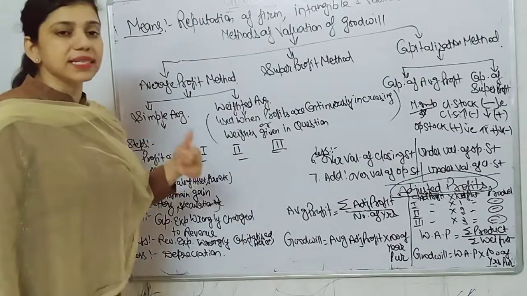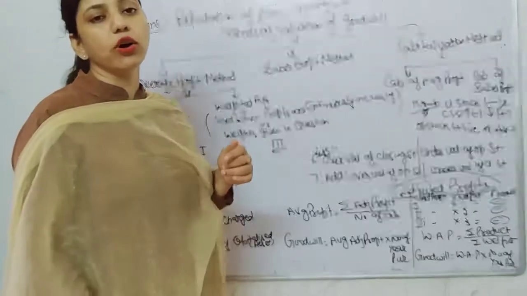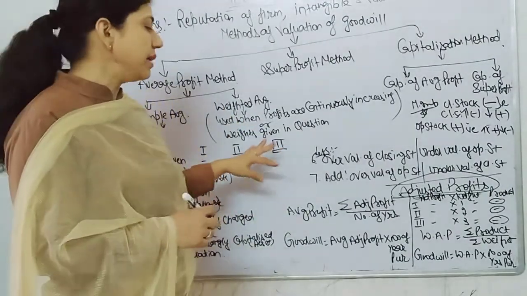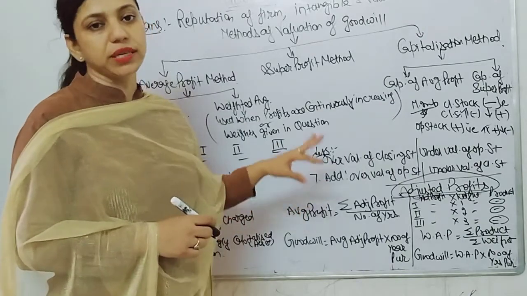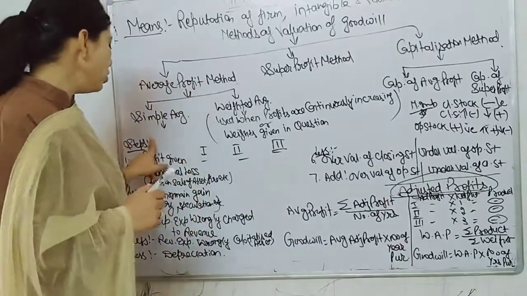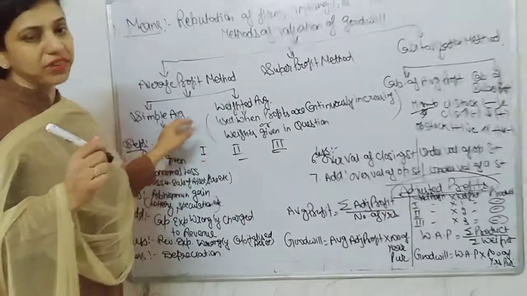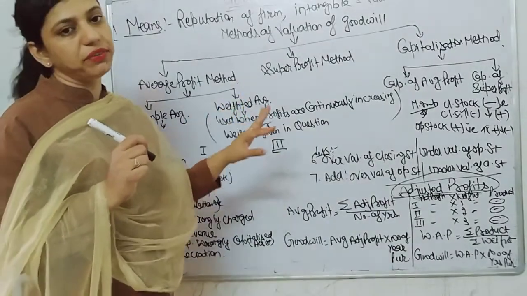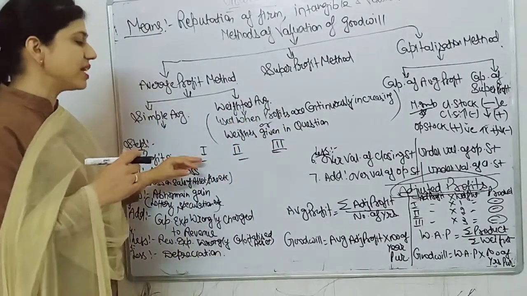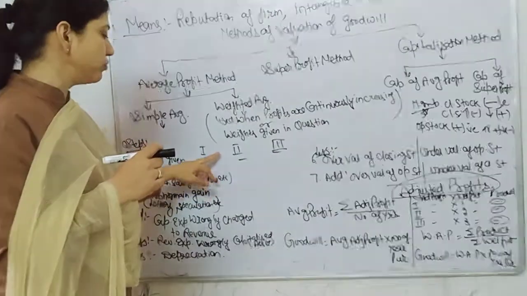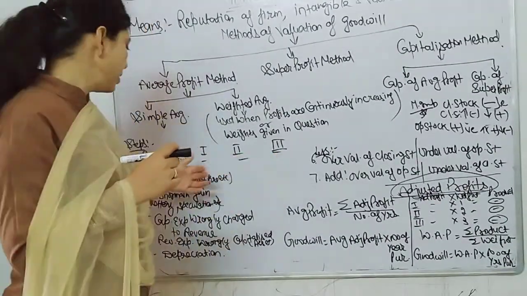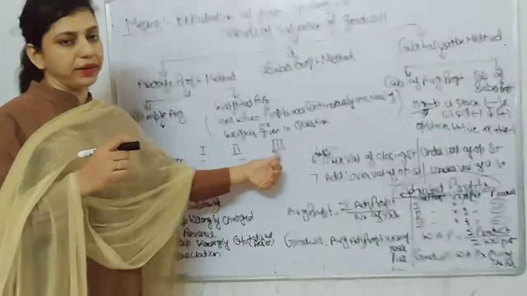So what are the steps to calculate goodwill according to the average profit method? I am discussing the complete procedure in detail. First of all, whether it is simple average or weighted average, the procedure will be the same. For example, we are given 3 years' profit: first year, second year and third year. The profit given, we should write it down.